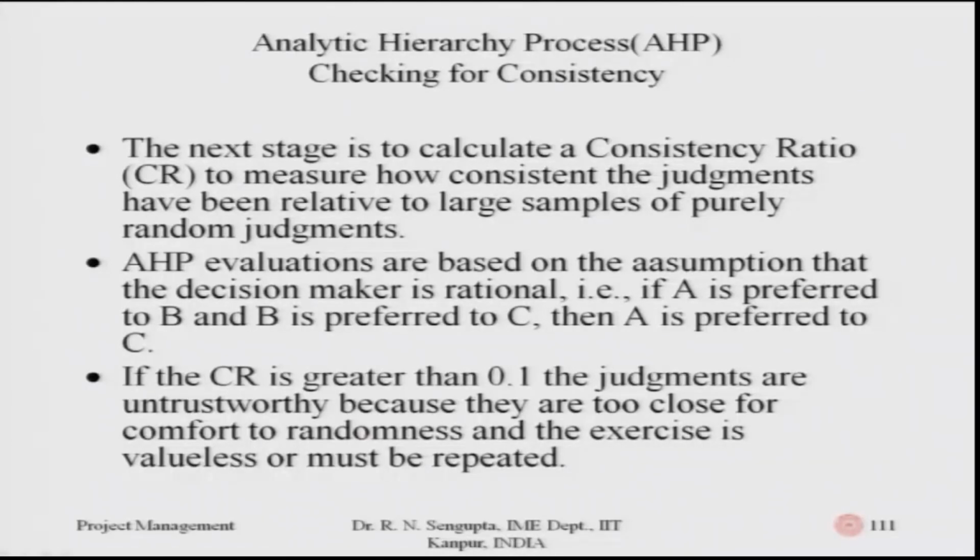AHP evaluations are based on the assumption that the decision maker is rational, which may not be true. So, if A is preferred to B and B is preferred to C, then A is always preferred to C, which may not be true in many practical senses. So, if CR is greater than, say for example, 10 percent or 0.1, the judgments are untrustworthy because they are too close to comfort and bring into the realm that randomness really does play a part.